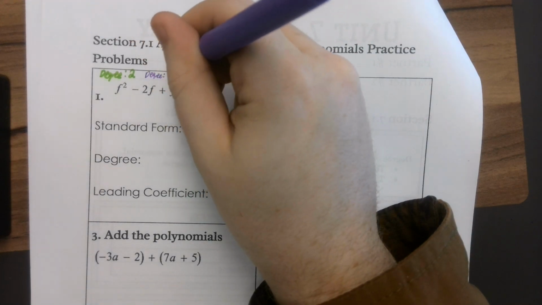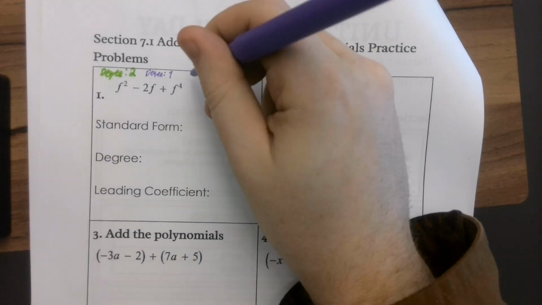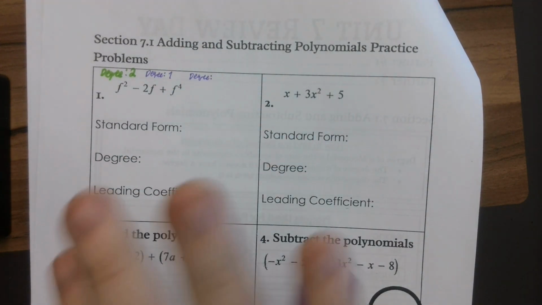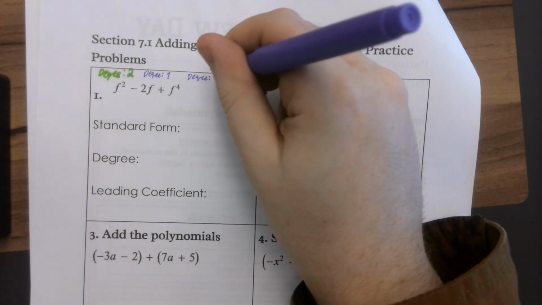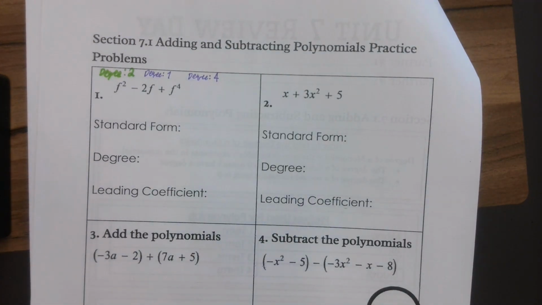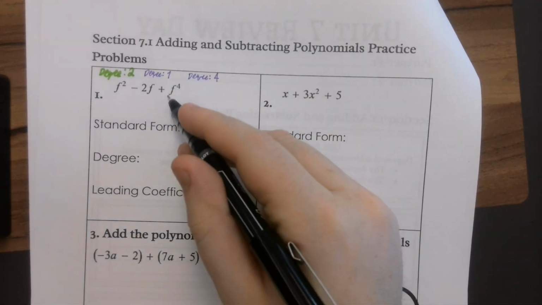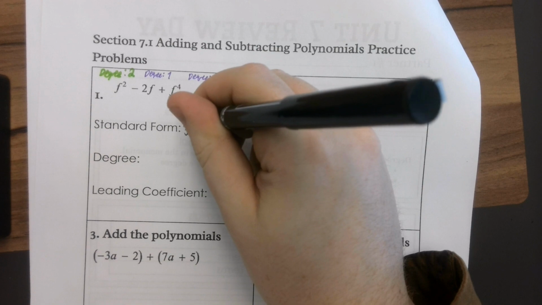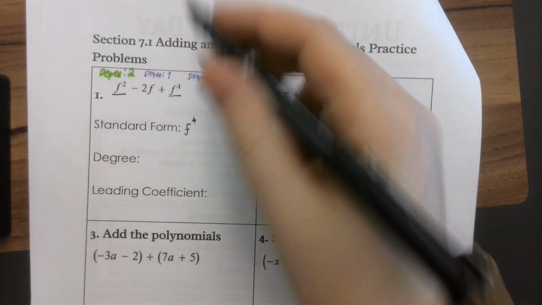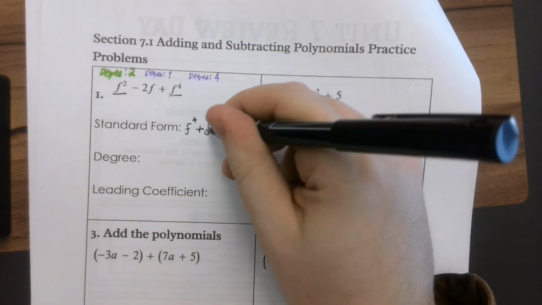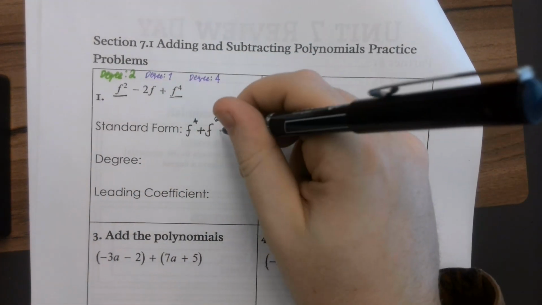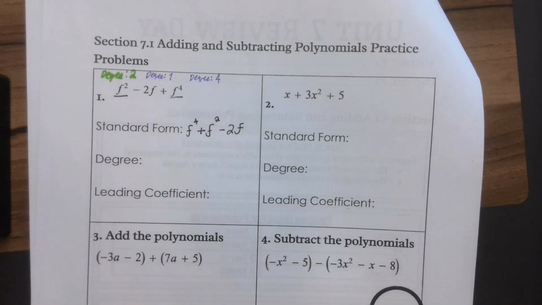Well, in this, there's only one f, so it's degree 1. In the last term, f to the 4th means there are 4 f's being multiplied together. It's degree 4. So in standard form, we are putting these in order from the highest degree to the lowest. Since f to the 4th is the highest degree term, we put that first. Since f squared is the next highest, we put plus f squared, since again this is a positive f squared. And since we have a negative 2f, we put minus 2f at the end.